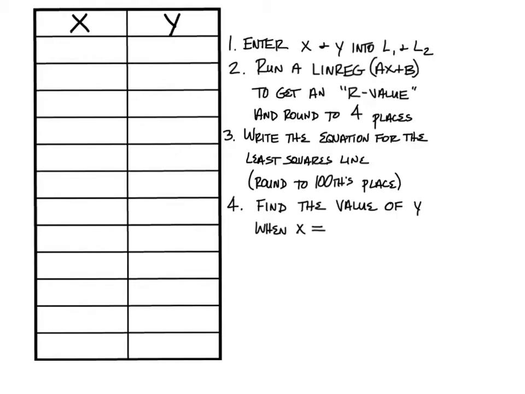For today, we're going to do the same thing again. And you're going to do the four things listed on the right-hand side of the screen. You're going to enter x and y into L1 and L2. You're going to run a linear regression and get an R value rounding to the fourth decimal place. You're going to write the equation for the least squares line and round to the hundredths place. And then you're going to find the value of y when given a value of x.